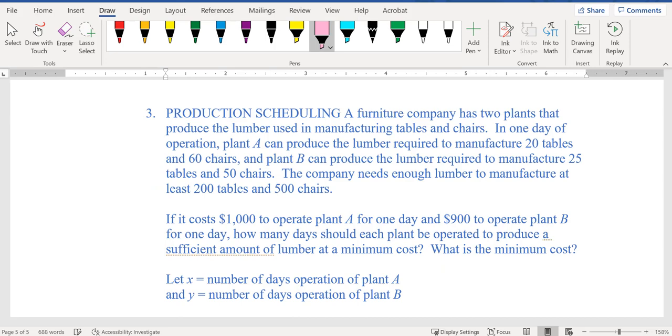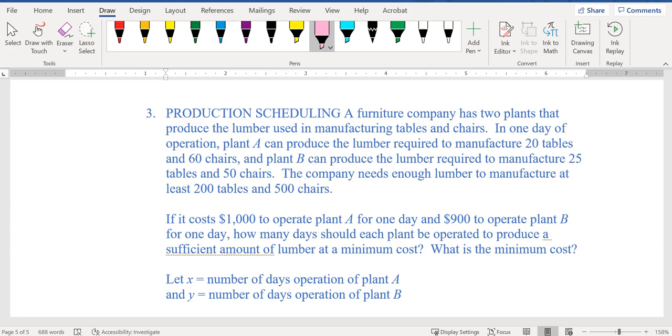Let's look at one more example and let's do a real world problem. So production scheduling. A furniture company has 2 plants that produce the lumber used in manufacturing tables and chairs. In 1 day of operation, plant A can produce the lumber required to manufacture 20 tables and 60 chairs, and plant B can produce enough lumber required to manufacture 25 tables and 50 chairs.